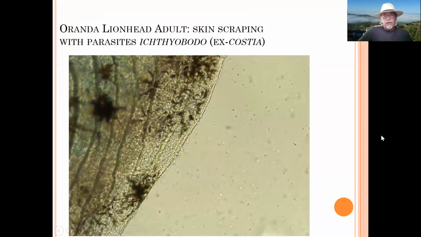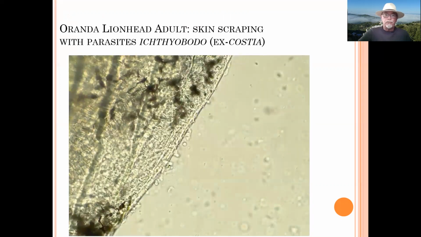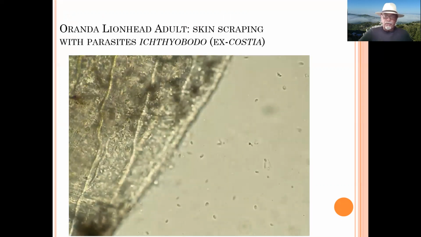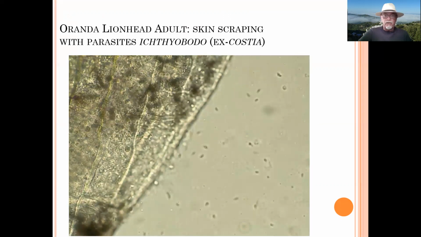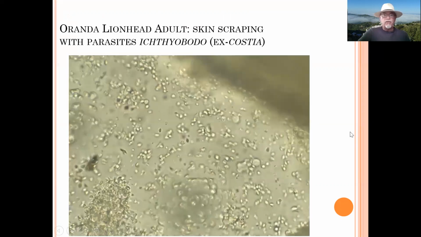The first thing we did, like we always do, is taking skin scrapings. And here we see the skin scraping with parasites, Ichthyobodo, or Costia, as it used to be called. So it's quite a few. This parasitic infection was making the fish suffer more and more during the time he has this serious infection.